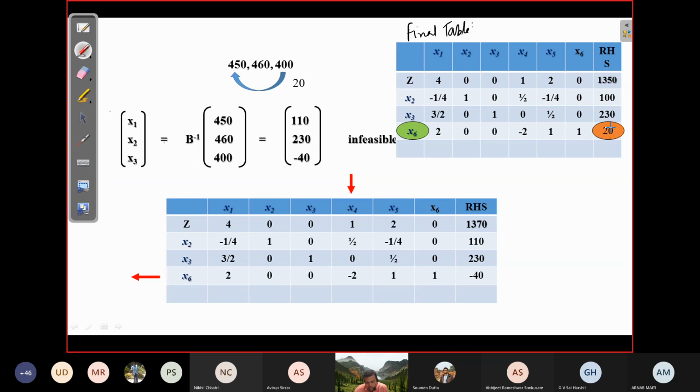X6 is the slack associated with the third constraint, right? Yes, sir. So which means 20 units of operation 3 availability is unused, right? Now, because we know that 20 units are lying unused, we want to check whether we can transfer it profitably to some other operation. So initially my small b values were 450, 460 and 400. What I do, 20 units of 400 we are transferring to 450.